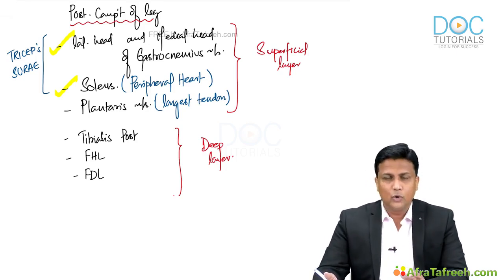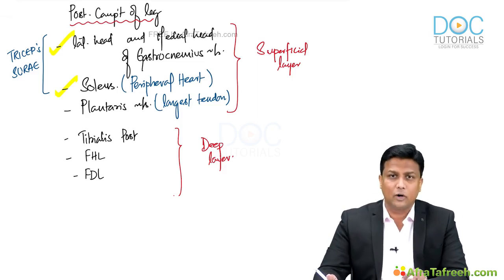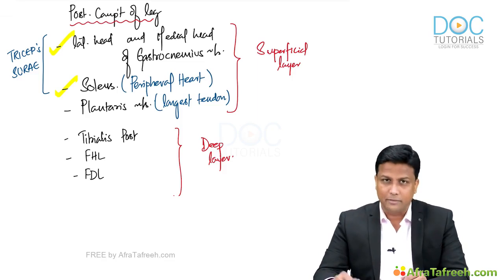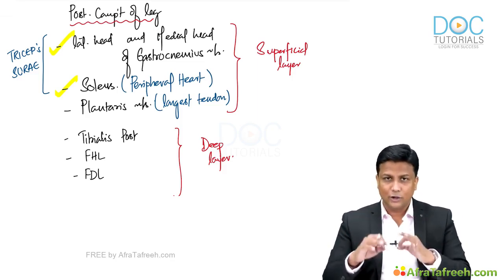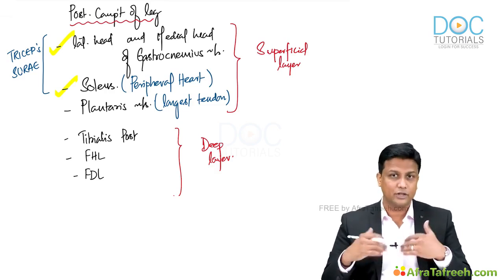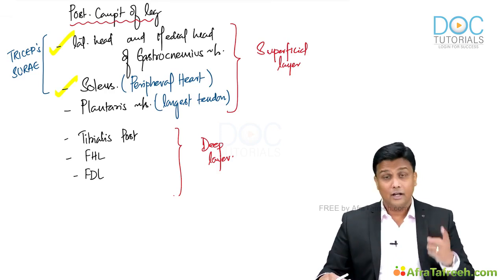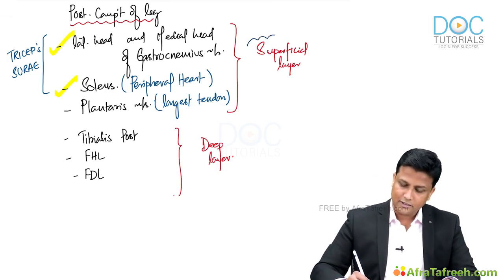Now in which compartment is the neurovascular bundle absent? It's actually in the posterior compartment of the leg. Leg, anterior, posterior and lateral, 3 compartments, and the neurovascular bundle is actually absent in the posterior compartment of the leg. Posterior compartment of the leg, that is the calf muscles. And in that also, to be more specific, remember the neurovascular bundle is actually absent in the superficial layer.